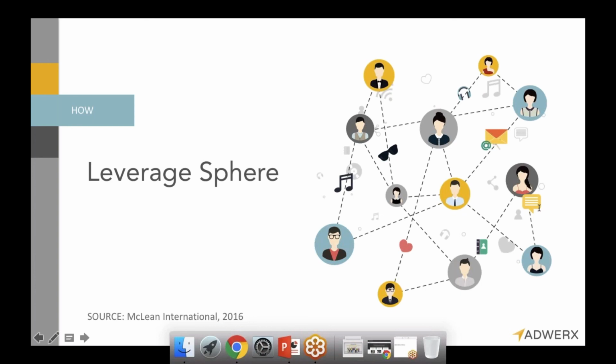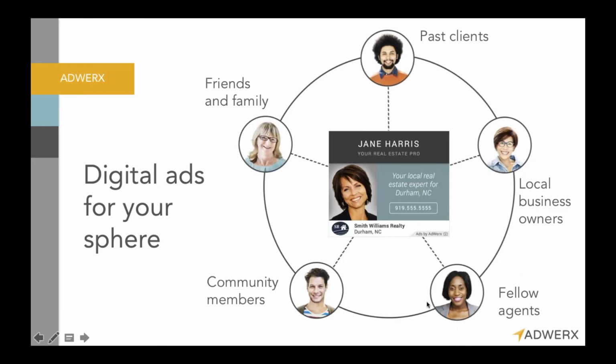in an office of about 55 people, and most people that work here know at least 3 agents. Some knew a few more, and this is even outside of our Adwerx contacts. And so that's why it's important to leverage your sphere, because if you're out of sight and out of mind, then you're most likely out of business. So Adwerx helps you stay in front of the people in your sphere wherever they go. So this is friends, family, past clients, local business, fellow agents, and community members.